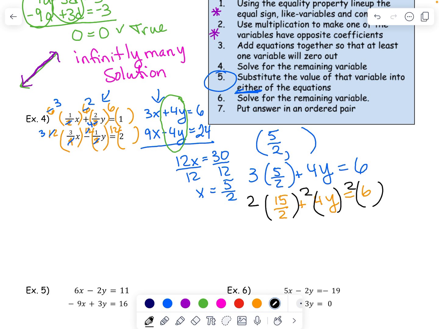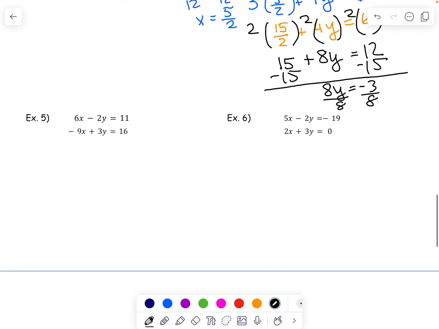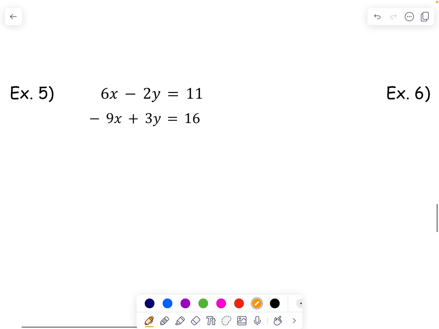You don't have to. So this would be 15 plus 8y is equal to 12. When we subtract 15, we're going to get 8y is equal to negative 3, which means our value is negative 3/8. And so that's, again, two lines crossing, consistent and independent. Now, I'm hoping that you guys have pushed pause from all of these, but here's some more.